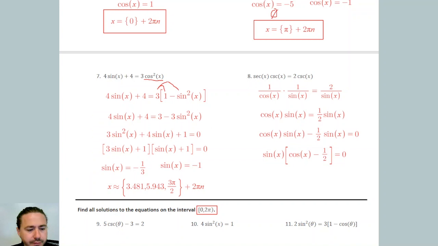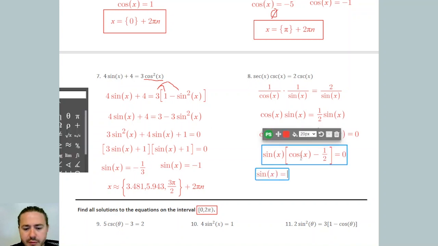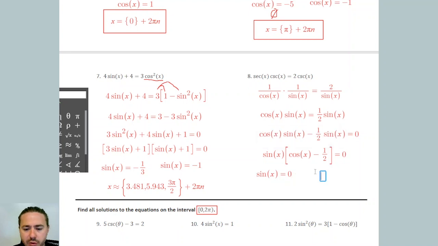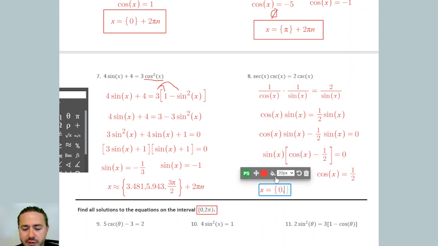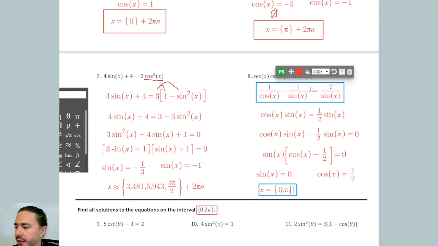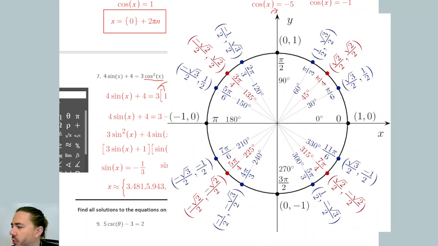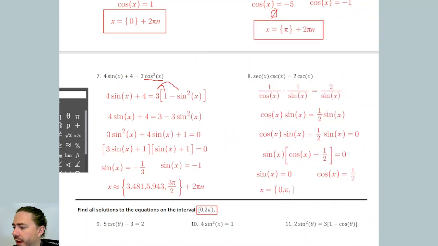Now I'll use the zero product property. So I either have sine of x is 0, or I have cosine of x equals 1 half. All right, so let's find out where this happens. Sine of x is 0 at 0 and pi, so x is going to equal 0 or pi. We want to be careful with the 0, I think that one is actually going to cause some problems here. Let's see what happens. And then cosine is 1 half at, let's pull up that unit circle just briefly, pi over 3 and 5 pi over 3.